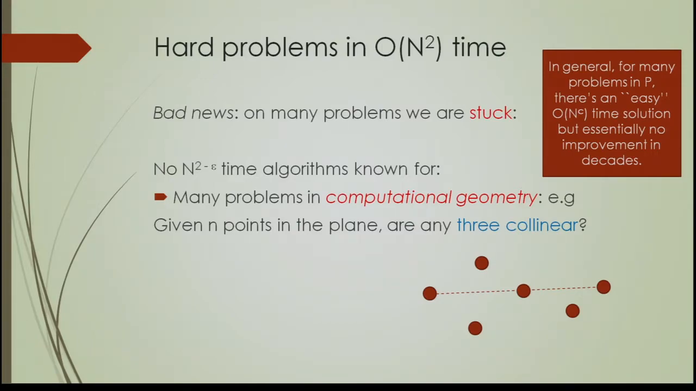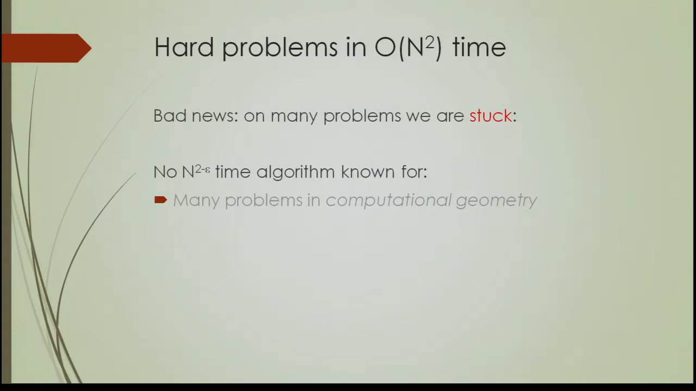Now, this has been known for a long time. So n squared is known, but nothing significantly better than n squared. No n to the 1.999 algorithm is known for this problem. So this is computational geometry, and there are many other problems in the area that have this issue.